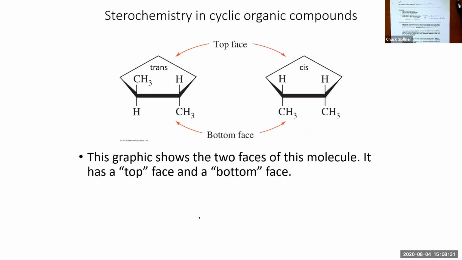So another way you can have cis or trans is if you have a ring. And so if you have a ring with two groups attached, if the groups are on opposite sides of the ring, you have a trans ring compound. If you have groups on the same side of the ring, you have a cis ring compound.